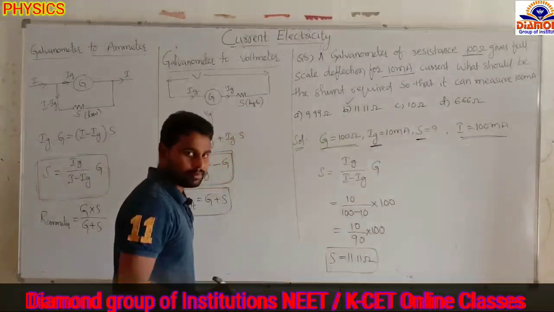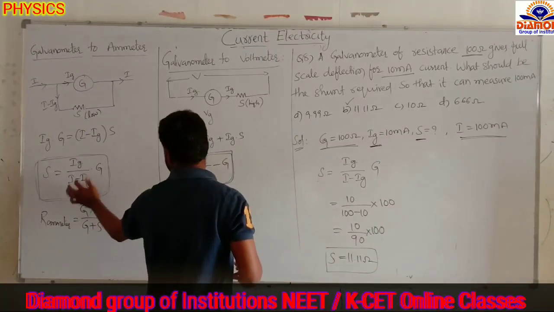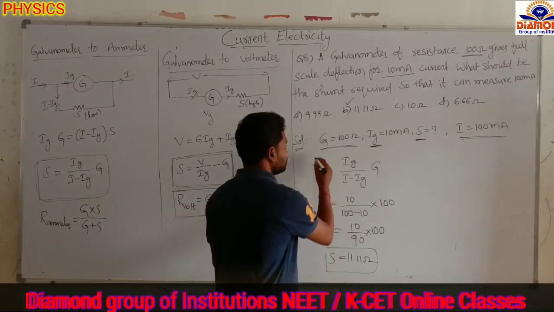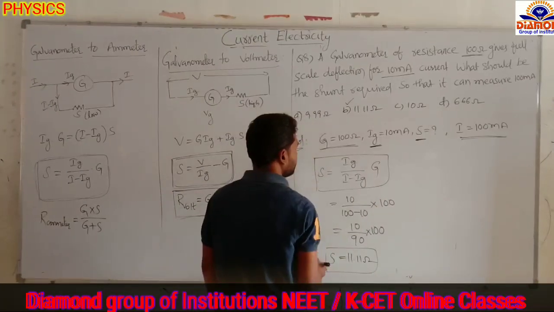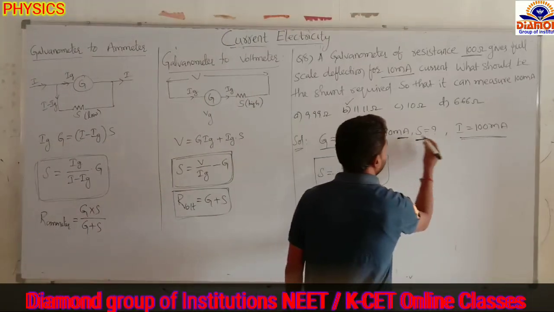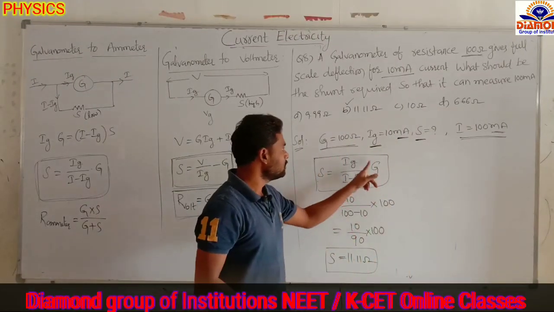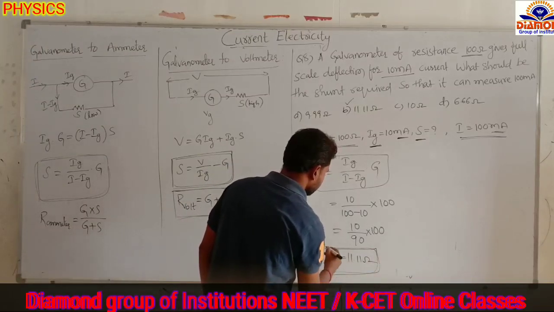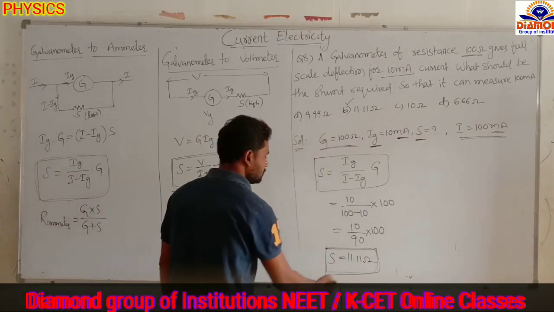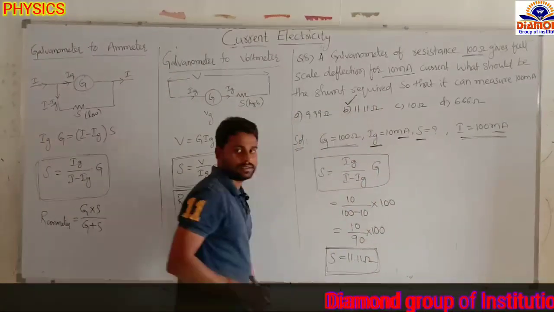No need to draw the diagram again and again. They are asking for the shunt, so the formula is S equals Ig by (I minus Ig) into G. Substitute the Ig value of 10 milliamperes. Both are in the same unit, so no need to check that. Substitute: 10 by (100 minus 10) into G value 100. Simplify it. You will get the shunt resistance we have to connect as 11.11 ohm. Okay, option B is the right answer.